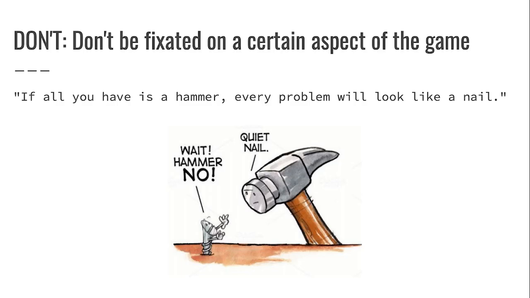Next thing is, don't be fixated on a certain aspect of the game. Now, I am the biggest culprit when it comes to fixation. Since I'm a game designer, whenever I see a bad performance in a game, I will immediately think it's design related. What did I do wrong? And most of the time, it's probably me. But sometimes it's not about the game design. Sometimes it's about something else, and here's where the collective experience of the team comes into play.